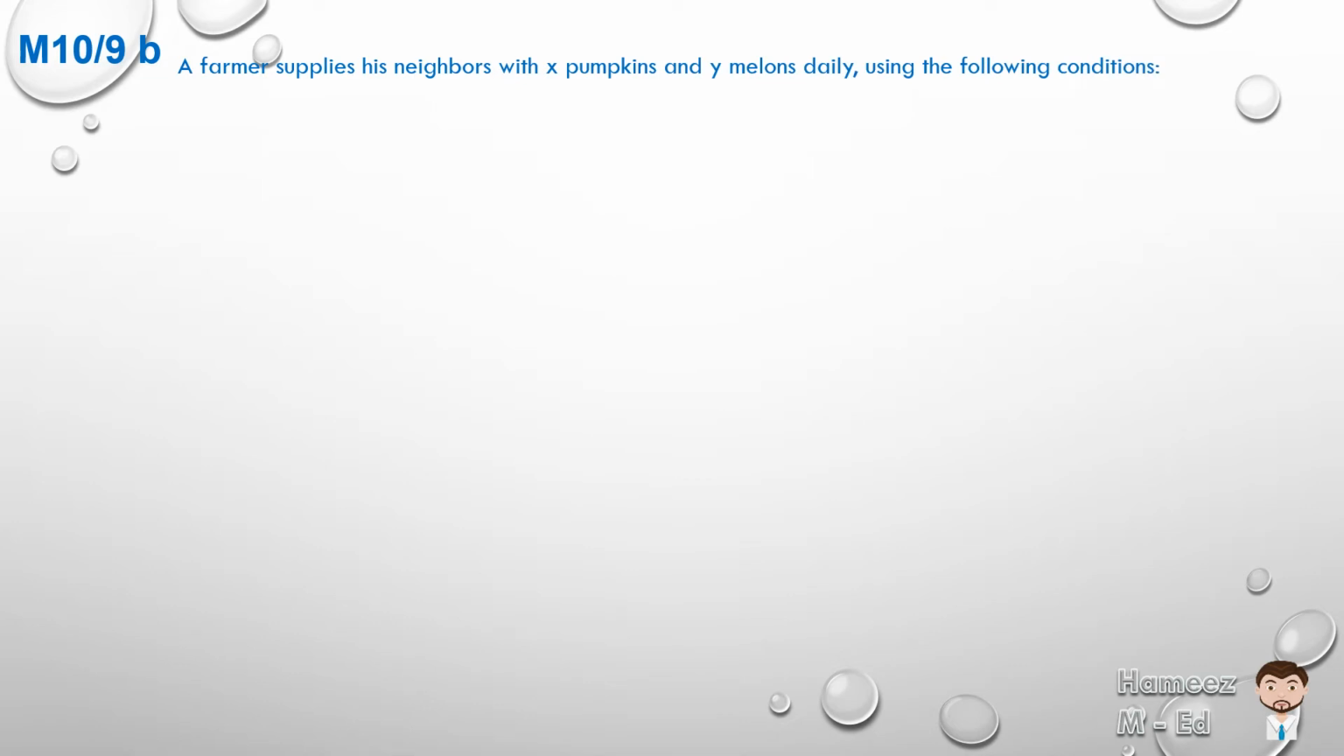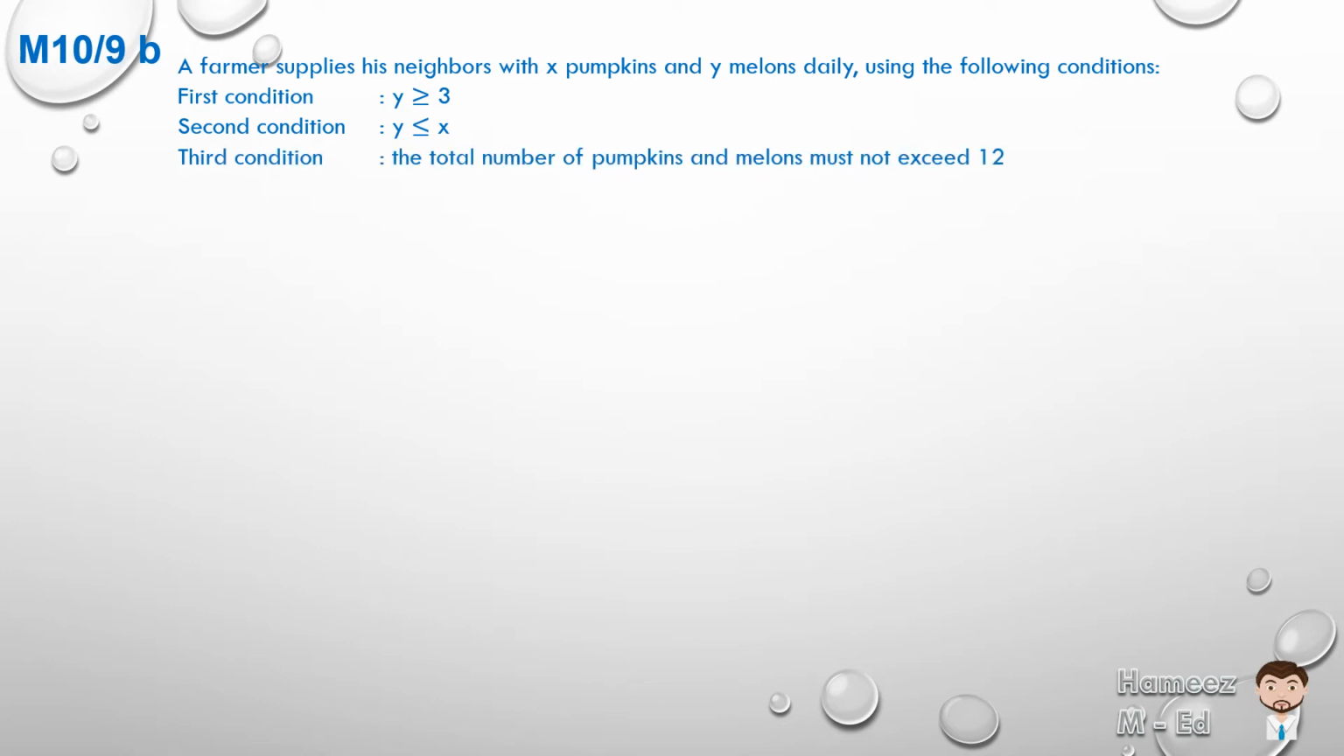May 2010, number 9b. A farmer supplies his neighbors with X pumpkins and Y melons daily using the following conditions. First condition, Y is greater than or equal to 3, which means that the number of melons he gives every day is at least 3 melons or even more. Second condition, Y is less than or equal to X. So that means the number of melons he supplies daily is at most equal to X, the number of pumpkins. And the third condition, the total number of pumpkins and melons must not exceed 12.